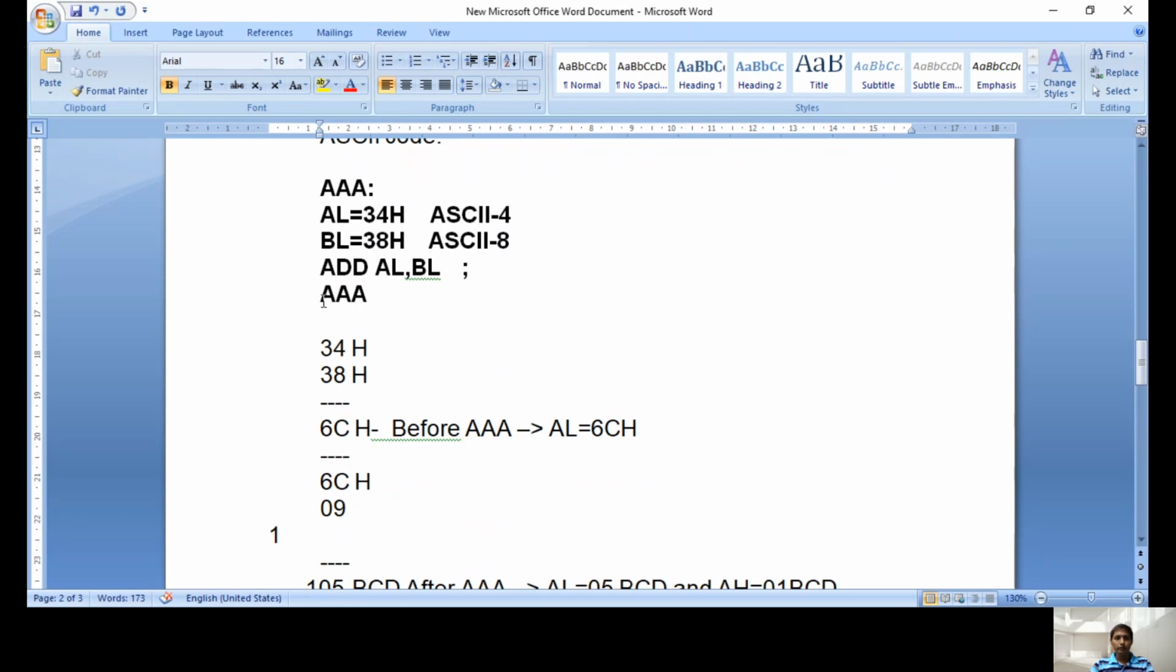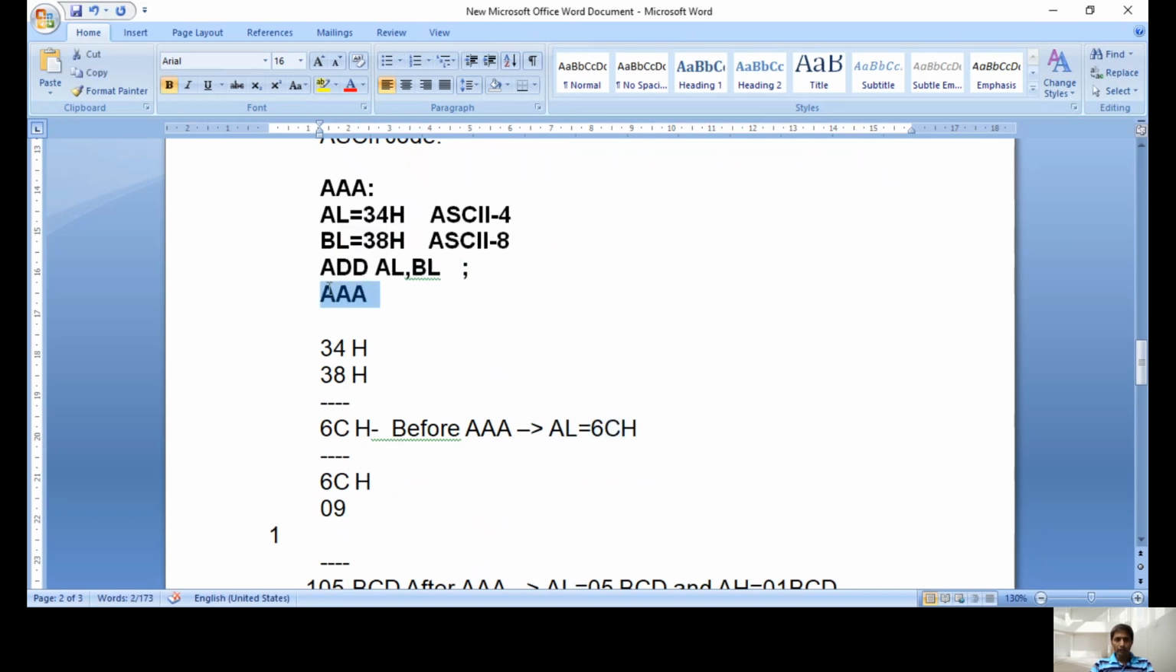What happens? First, before AAA, after performing ADD AL, BL, what happens? AL is already 34, BL is 38. If I add, 4 plus 8 is 12. 12 in hexa representation is C. 3 plus 3 is 6. So the answer is 6CH. So before the AAA instruction, your AL has 6CH.